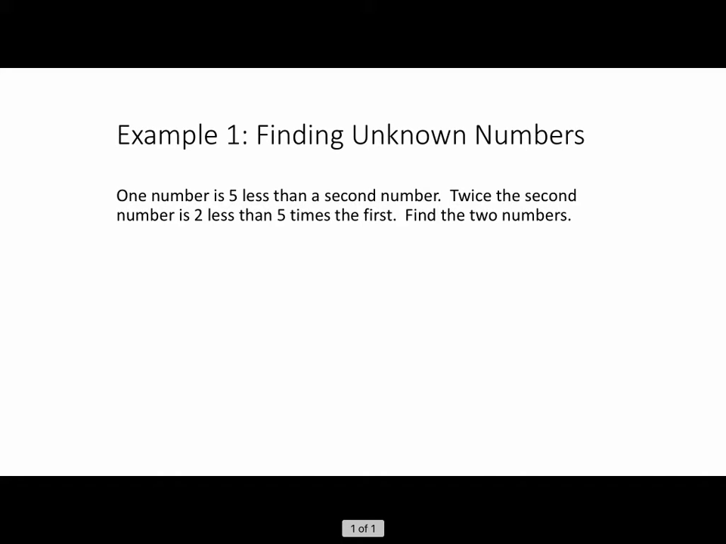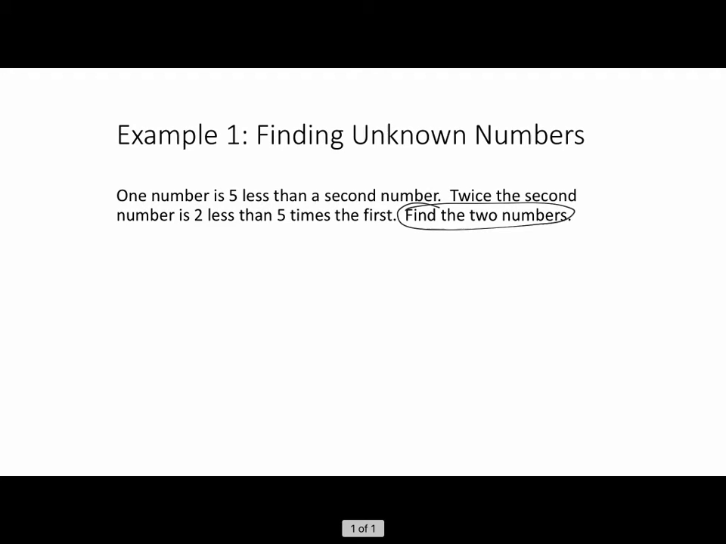Our first example in solving systems of linear equations is finding two unknown numbers. One number is 5 less than a second number. Twice the second number is 2 less than 5 times the first. Find the two numbers. So this is what we are being asked to do. And the first two sentences are direct translations.